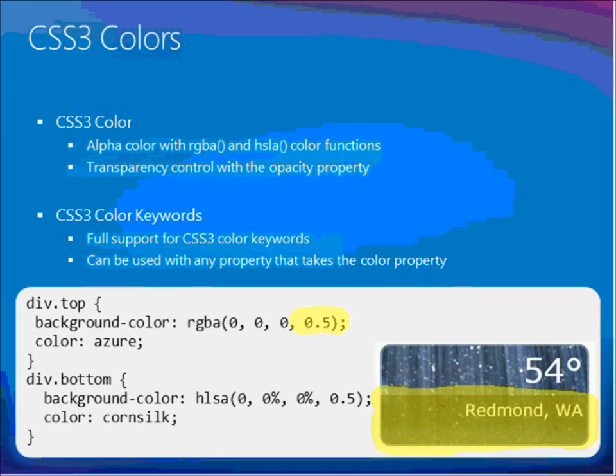Saturation represents how strong the color is, and lightness defines how bright the color is. At 0%, it's black, and at 100%, it's pure white. At 50%, the color is at its normal color.